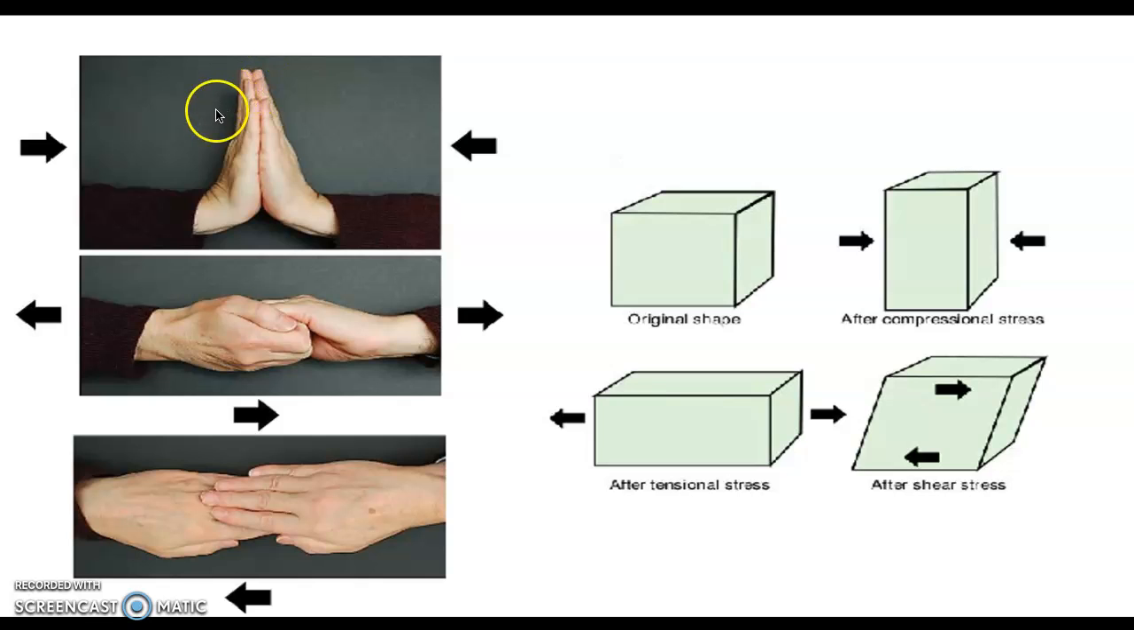So this is a little exercise that you can do. Pushing your palms against each other is compressional, and then holding your hands like this and pulling away is tensional. And sliding your hands against each other, on top of each other like this, is lateral.